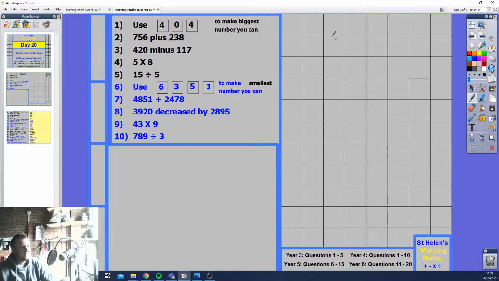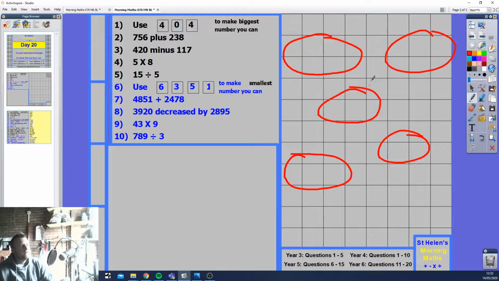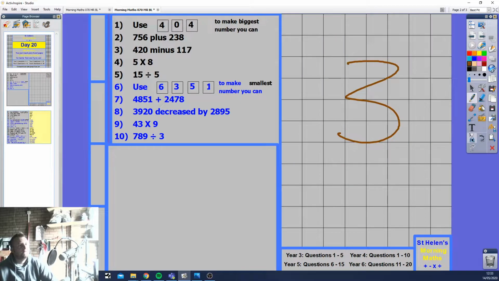15 divided by 5. So we're going to have 5 sacks, 3, 4, 5. And we're going to share 15 into each of the sacks. I know that they'll go in all equally, but we need to make sure. So we're going to put 1 in each sack. 1, 2, 3, 4, 5, 1, 6, 7, 8, 9, 10, 11, 12, 13, 14, 15. There you go. I've put 15 and I've split them into all of the sacks. And as you can see, there are 3 in each sack. So the answer, 15 divided by 5, is 3.